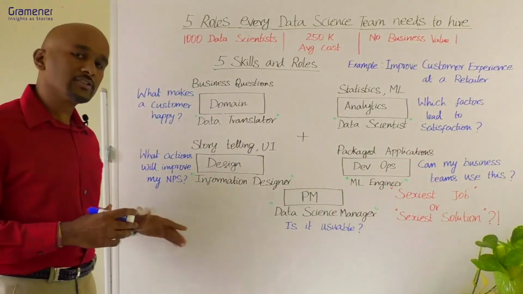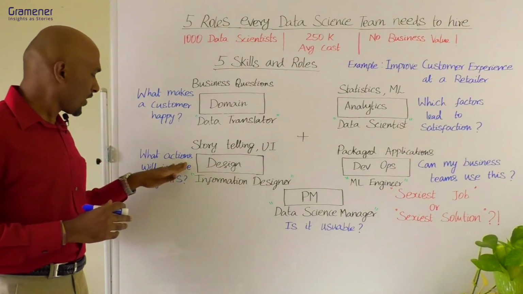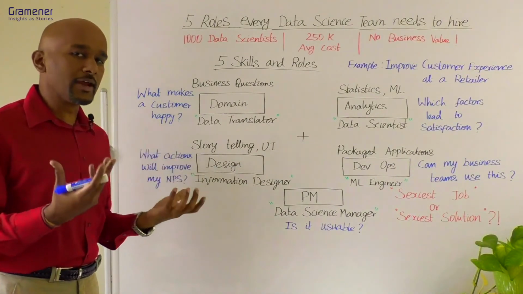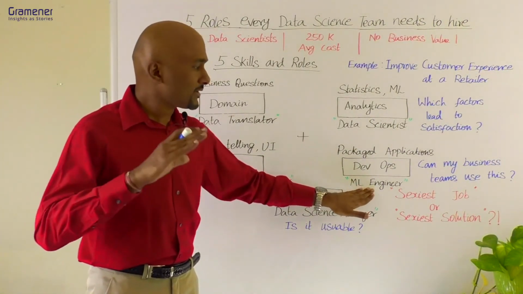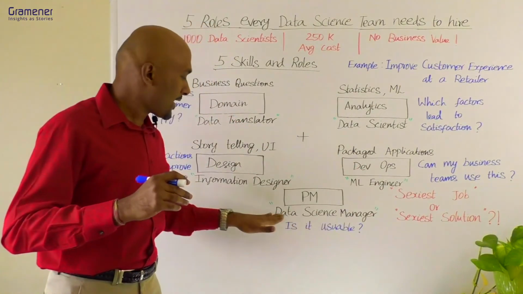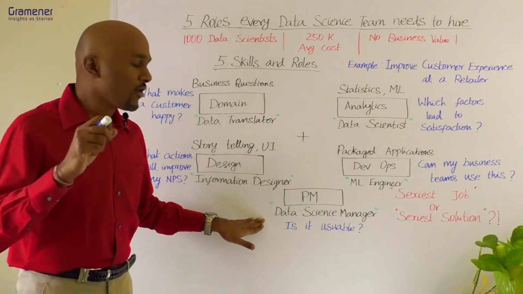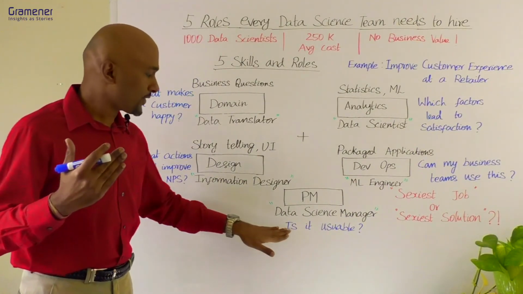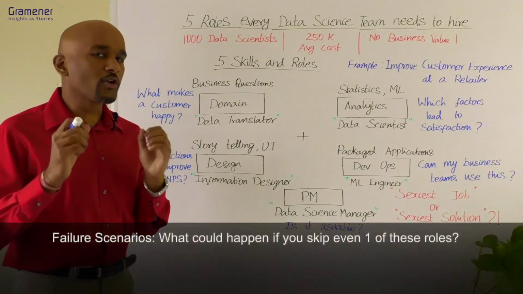An information designer can convert these into consumable business recommendations. What actions will improve, for instance, my NPS score? And an ML engineer can provide these at scale for the business teams, marketing, product teams, and so on. And a data science manager checks whether the application meets the spirit of what the users asked for. Is it usable? So what happens if you don't have even one of these roles?